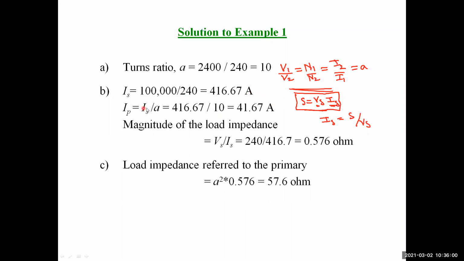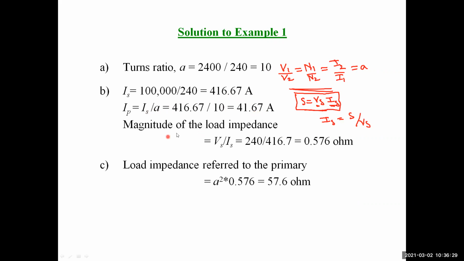Based on that, you will know the relation A is equal to I2 by I1, that is Is by Ip. I2 is the secondary current and I1 is called the primary current. Then primary current Ip is equal to Is by A, that is 416.67 divided by A. A is 10. By substituting, we will get the primary current of the transformer as 41.67 amps.